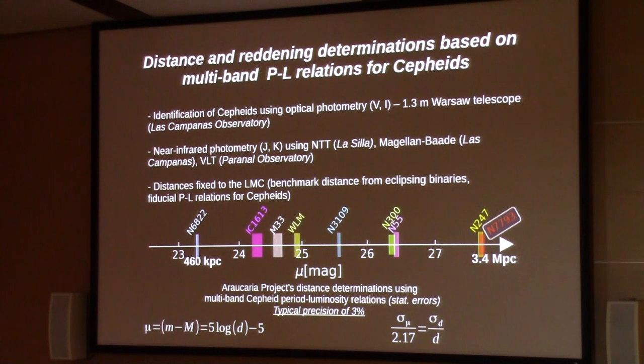So our team, and this is one of the long-term projects of our team, worked on the determination of distances to nearby galaxies based on classical Cepheids. First we had to identify classical Cepheids using optical photometry, because the bluer the wavelength is, the larger the amplitude of pulsations is, so it's easier to find them. We need also near-infrared photometry, because we have lower interstellar extinction in near-infrared, and we want to get rid of such biases as extinction. Our zero points of such relations are anchored to the Large Magellanic Cloud. And here we have distances to 9 galaxies from the Local Group and from the Sculptor Group, with a typical precision of around 3%.